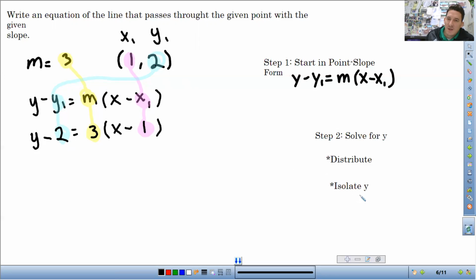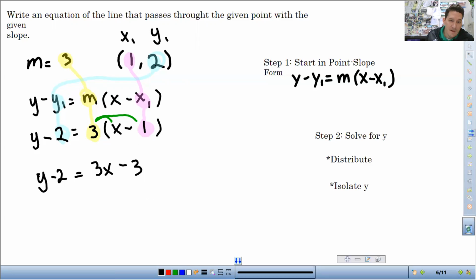So now all we need to do is solve for y. The first thing I'm going to do is distribute the 3. So 3 times x is 3x. Bring down the minus sign. And then 3 times 1, don't forget to multiply the second term in the parentheses. That is a common mistake. So 3 times 1 is 3.